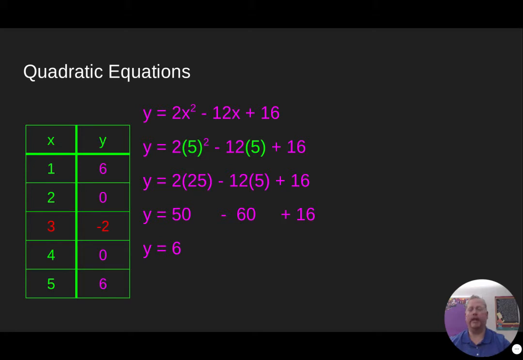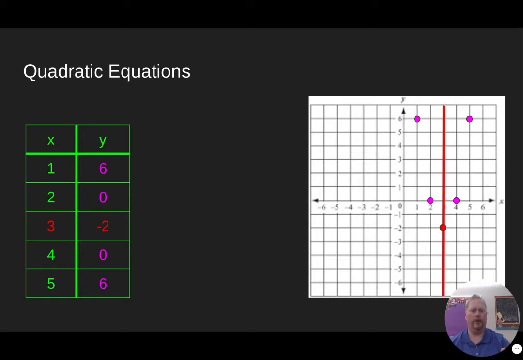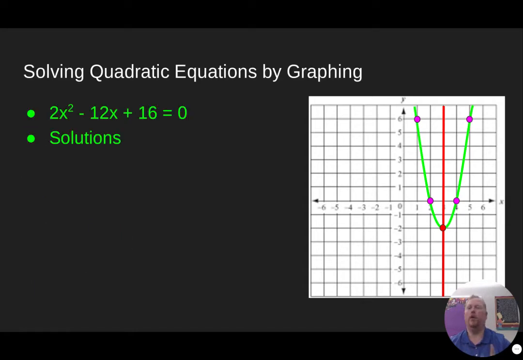So that's our table. That's what we're going to use to graph these points. So let's go ahead and put those points on the graph. Let's connect the dots. And now we have our graph. Once we have our graph, we're ready to find the solutions.